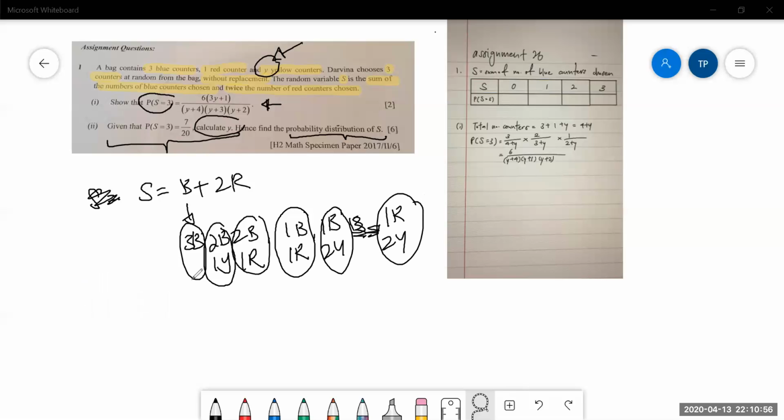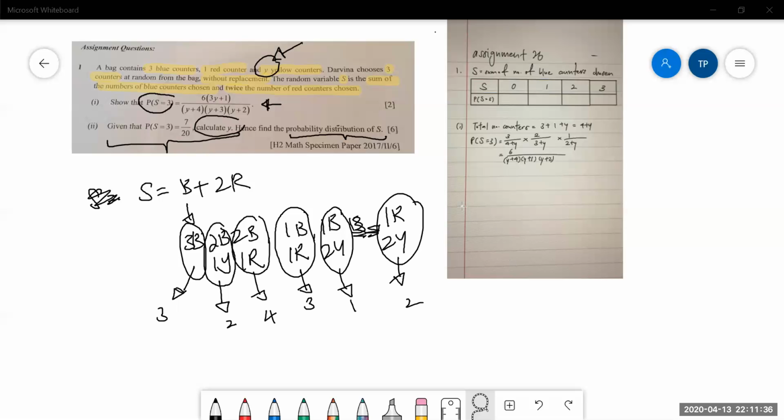Now we calculate the value of S. So for 3 blue, what's the value of S? It will be 3, right? 2 blue, 1 yellow is 2, right? 2 blue, 1 red is 3. Sorry, is 4. 1 blue, 1 red is 3. 1 blue, 2 yellow is 1. So then I need to calculate. Okay. 1 red, 2 yellow is 2.